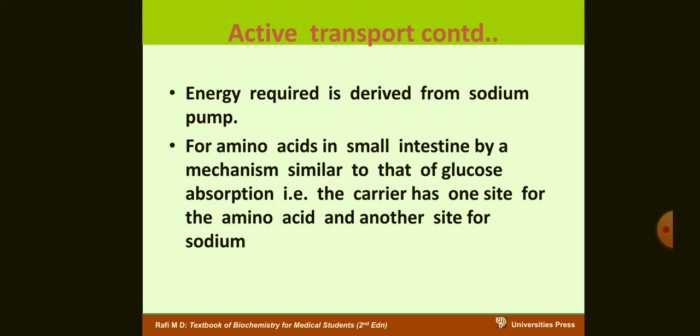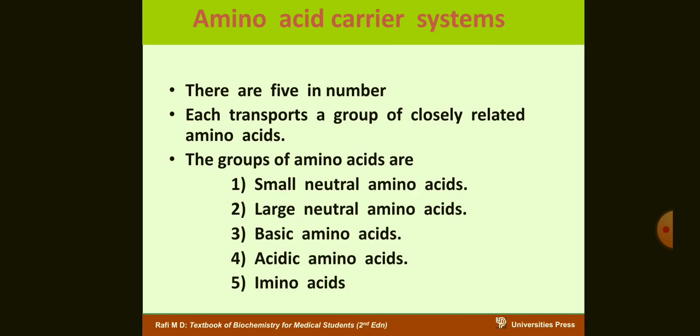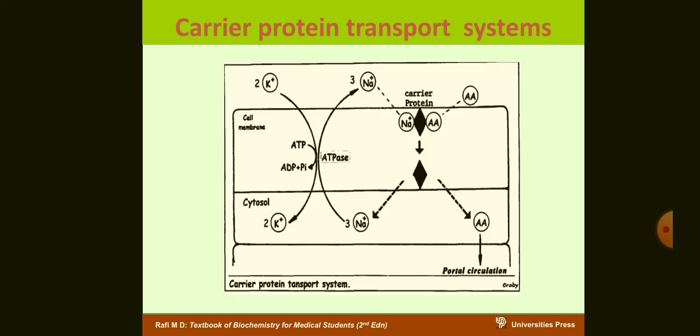That is, the carrier has one site for the amino acid and another site for sodium. There are five types of carrier protein groups. Each transporter serves a group of closely related amino acids. The groups of amino acids are small neutral amino acids, large neutral amino acids, basic amino acids, acidic amino acids, and imino acids.